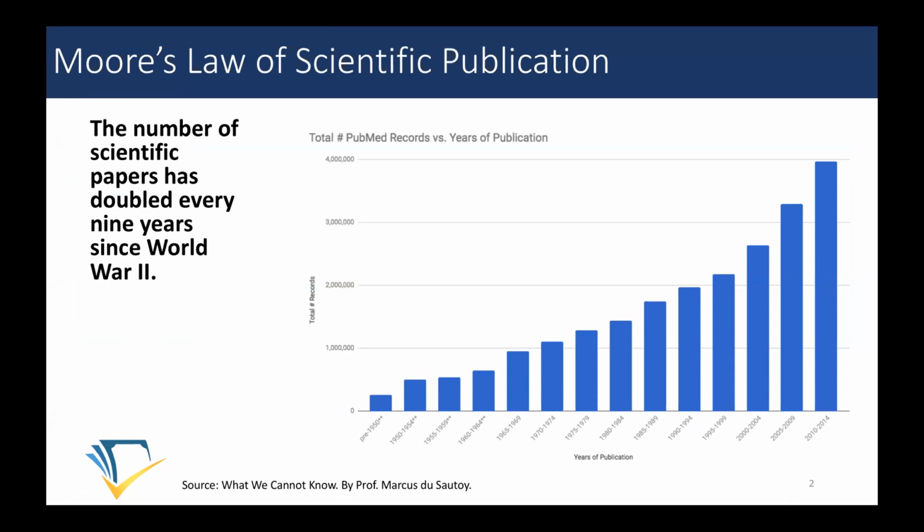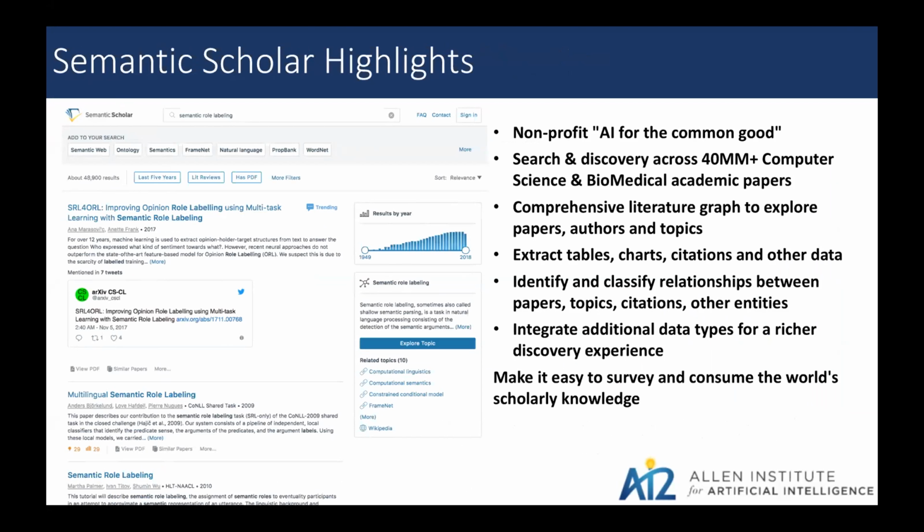So the key problem that has driven much of our work, as already mentioned previously in some of the other panelist discussions, is the exponential growth of academic information, which has doubled, according to some authorities, every 9 years since World War II. It's made it more and more difficult to stay on top of different academic domains, especially rapidly moving domains such as artificial intelligence. We're a nonprofit project. Our goal is to serve the common good through AI research and applications such as Semantic Scholar.